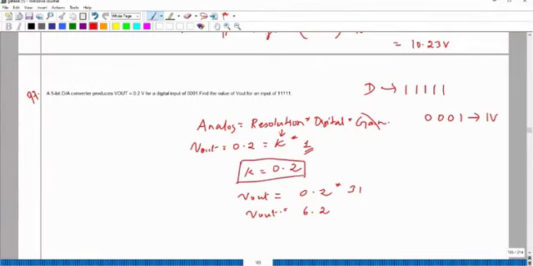After that they are asking about the full scale, for the 5 ones. For the 5 ones as digital input, what is my analog output? So Vout is equal to, we know that K is the resolution, 0.2 into 5 ones, which is nothing but 31. That is 1 plus 2, 4, 8, 16. If you add these, you will get 31. So 0.2 into 31 is 6.2 volt.